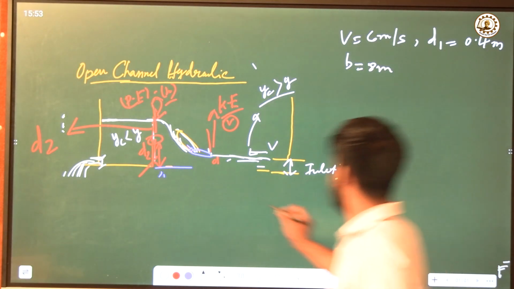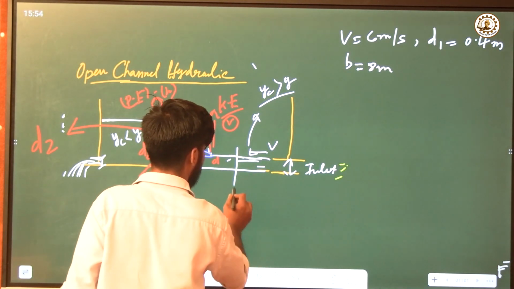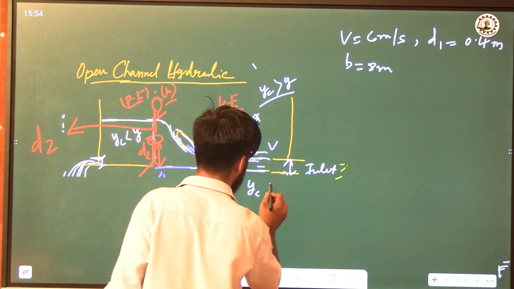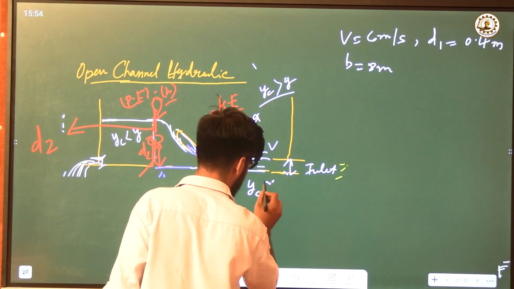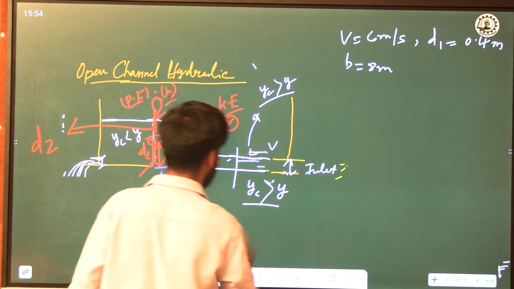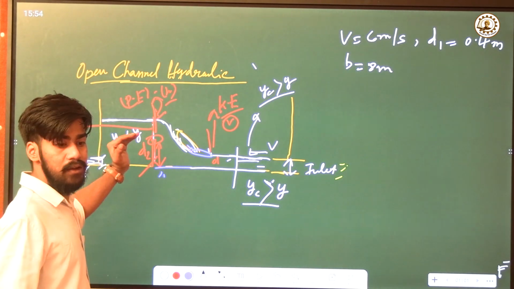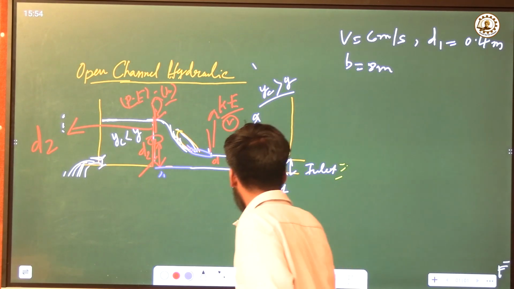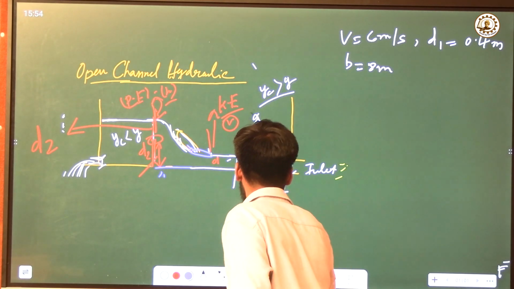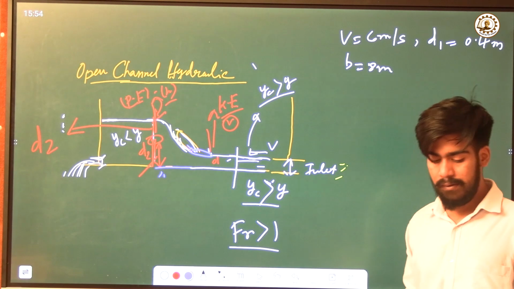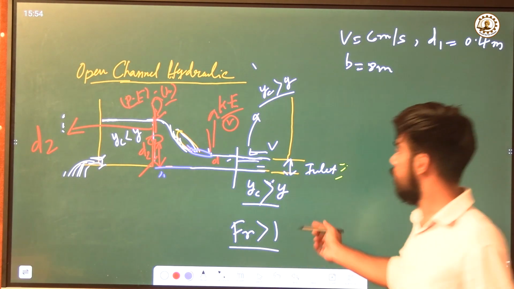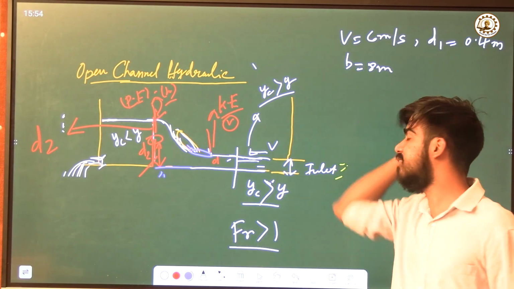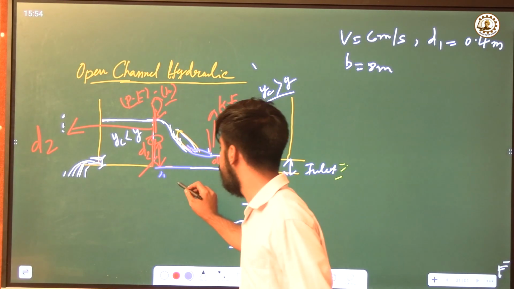Now I told you, if this YC is greater than Y, when the subcritical flow meets with the supercritical flow, that means when the Froude number on the upstream side is greater than 1, then the hydraulic jump will form, while it will interact with the subcritical flow with the Froude number less than 1, then the hydraulic jump will happen.